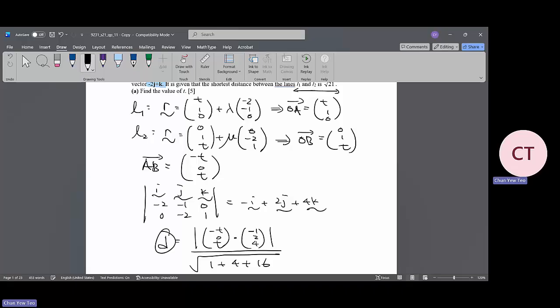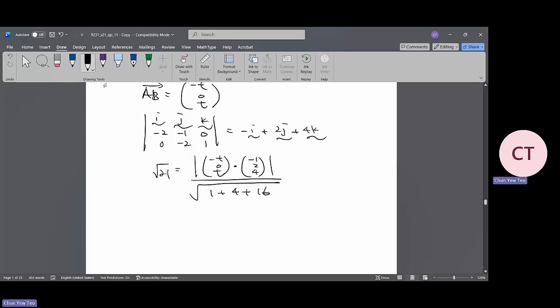But they give you that D is square root 21. So we just directly use the formula. And you can see that the magnitude is also square root 21. So square root 21 multiplied by square root 21, you get 21. So the modulus of t plus 4t, you get 5t is equal to 21. Then t is equal to 21 over 5. Because t is positive, you ignore the negative value. So that will be the answer for number 6a.